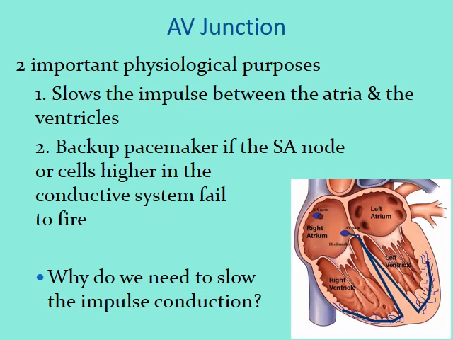All right, two main purposes of the AV junction are to slow the impulse between the atrium and the ventricles, and it's a backup pacemaker to the SA node. Remember, if the SA node doesn't send that signal, then the AV junction will fire at an intrinsic rate of 40 to 60 beats a minute.